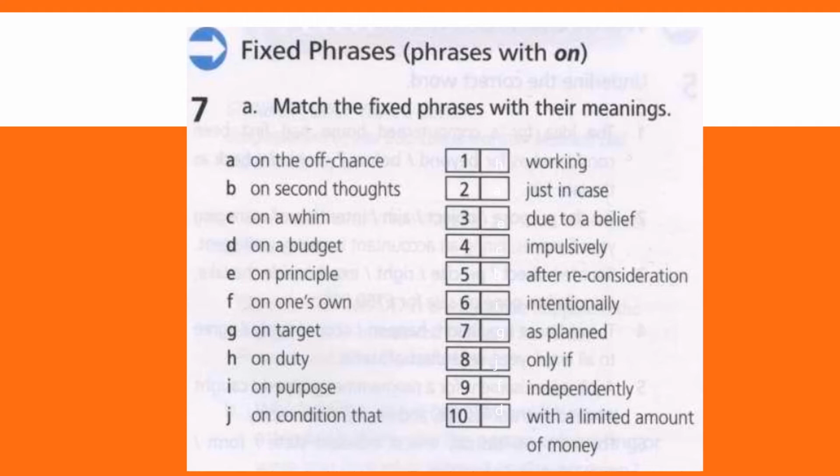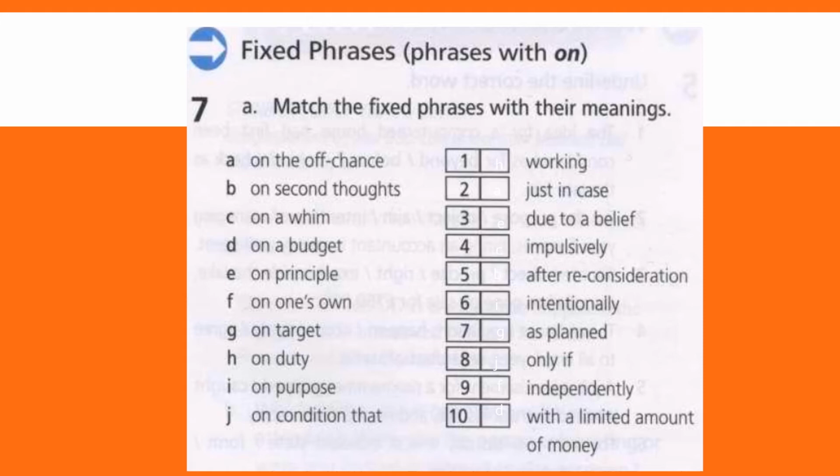As planned, on target. Only if, so only if is on condition that. So if I say only if you obey my orders, I will give you money. On condition that you obey my orders, I'll give you money.